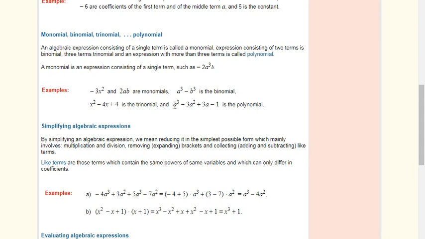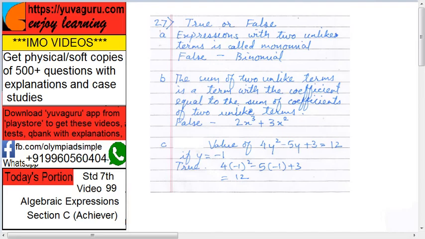Polynomial means there are four terms. Instead, when it goes beyond 3, it's called a polynomial. So this is a polynomial. Remember these basics. So with two unlike terms, it's called a binomial.